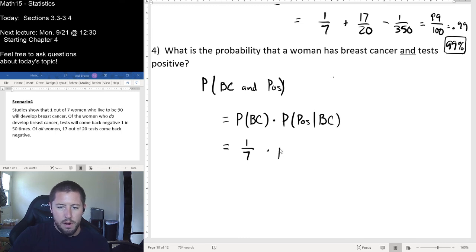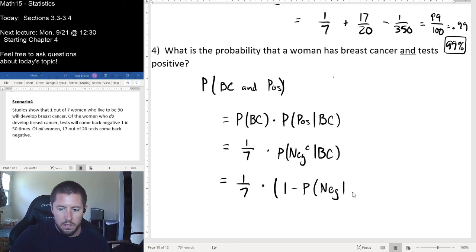This is probability of, and I'm going to write this sort of longhand. I would definitely not expect you guys to write all this stuff out. I'm just writing this to make absolutely sure we see exactly why I'm doing what I'm doing here. So positive is the complement of negative. To compute a complementary probability, we can just look at 1 minus the probability of not the complement of negative right there. This is going to be our 1/7 times our 1 minus 1/50th.